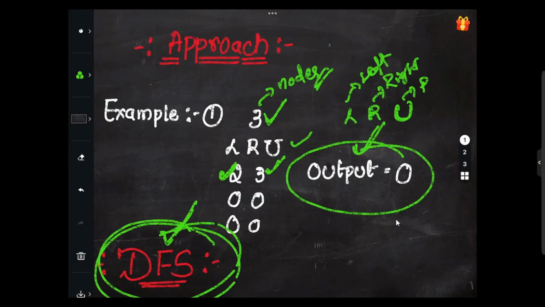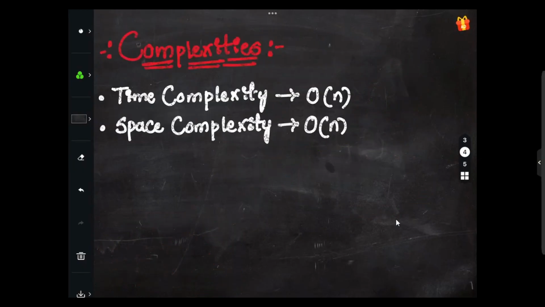I hope the approach part is completely clear. As we are completely familiar with the approach, let's move on to the complexities part. What would be the time complexity here? The time complexity would be big O of n. Why? Because we are visiting each node once in DFS. We haven't written the code yet, right? By making use of DFS, we will be visiting each node once.